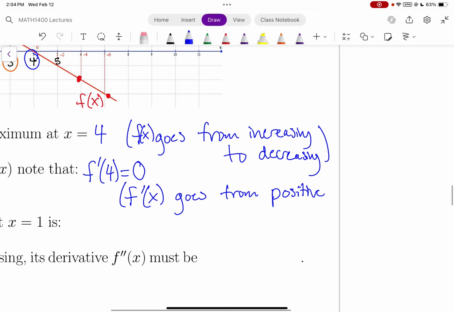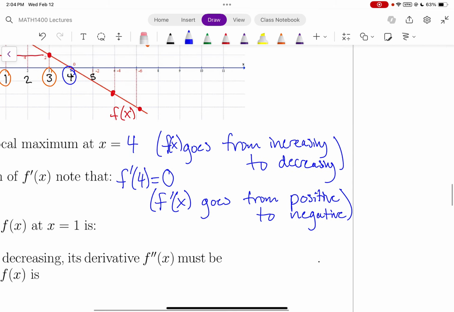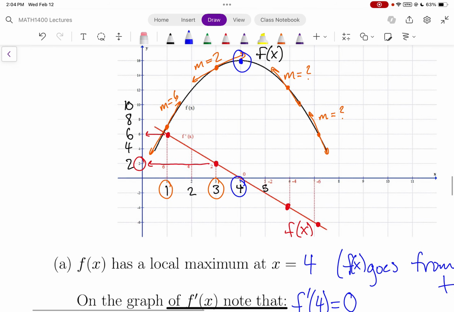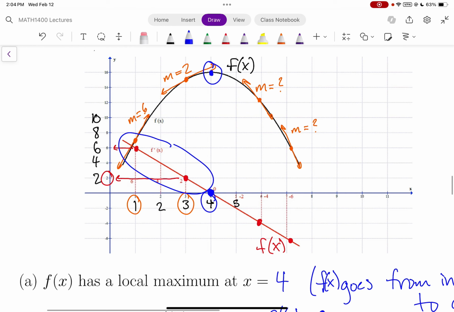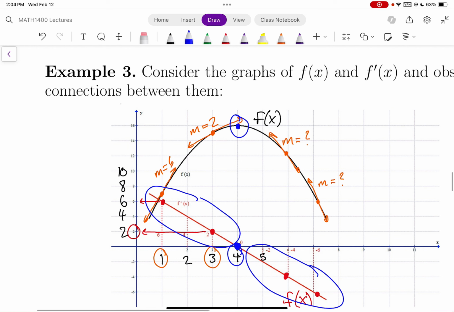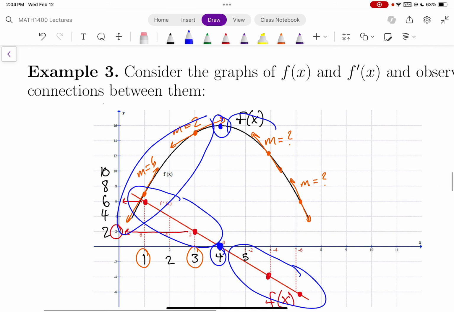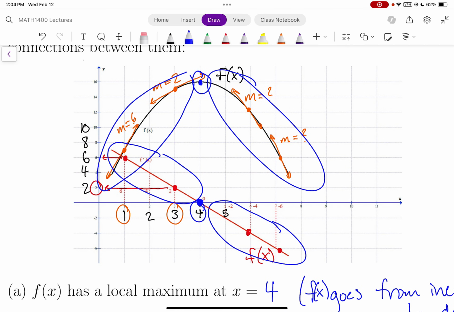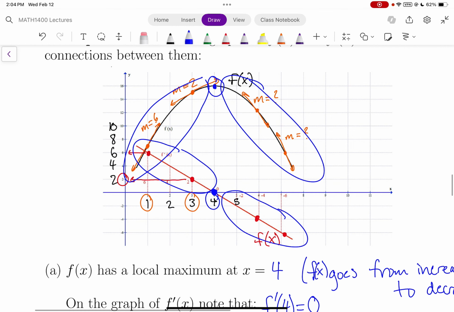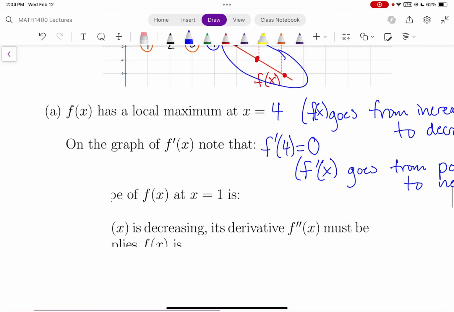positive to negative. Because that's exactly what the derivative tells us: when the derivative goes from positive to negative, if I look at this point on the derivative, everything over here to the left is positive, everything over here to the right is negative. And that is exactly why on our actual function, everything to the left is increasing and everything to the right is decreasing. So positive means increasing, negative means decreasing. That's the relationship between the function and the derivative.